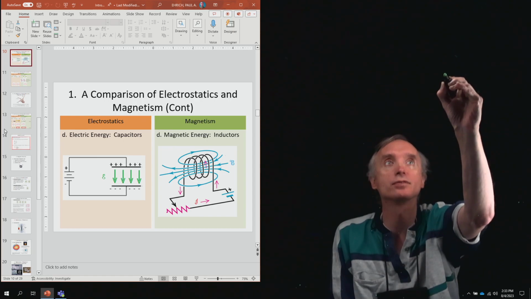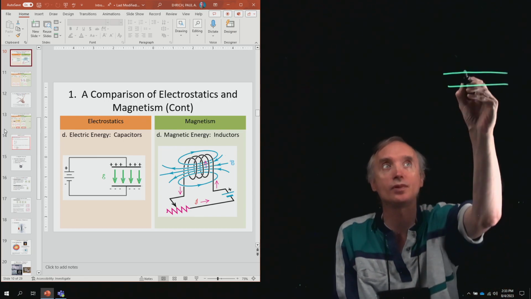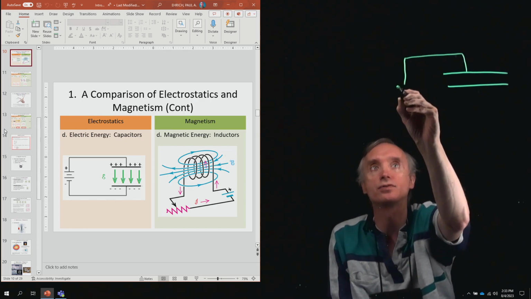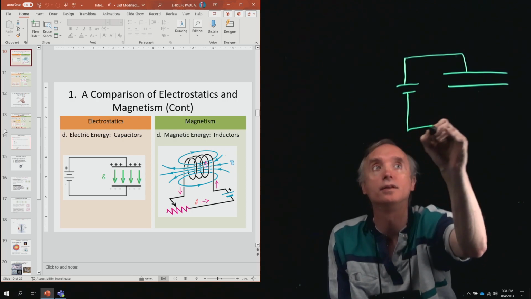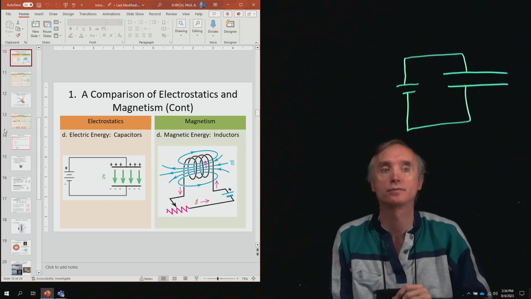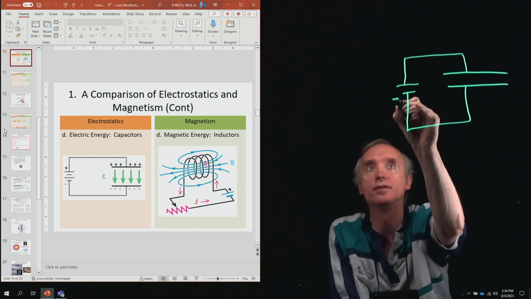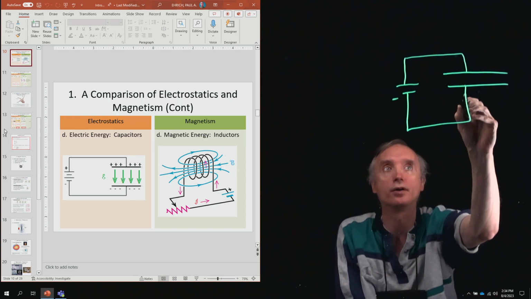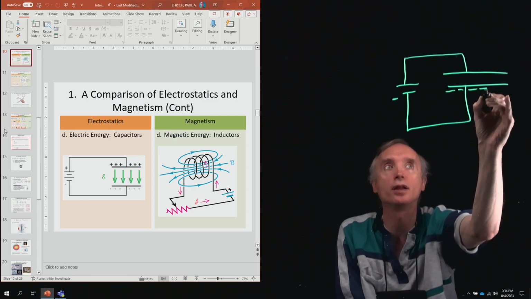So a capacitor is going to be two parallel plates, and then we're going to attach one of those plates to a battery and then go back to the capacitor. So negative charge is going to be coming out of this part of the battery. It's going to flow through the wire, and it's going to start to accumulate on this plate.